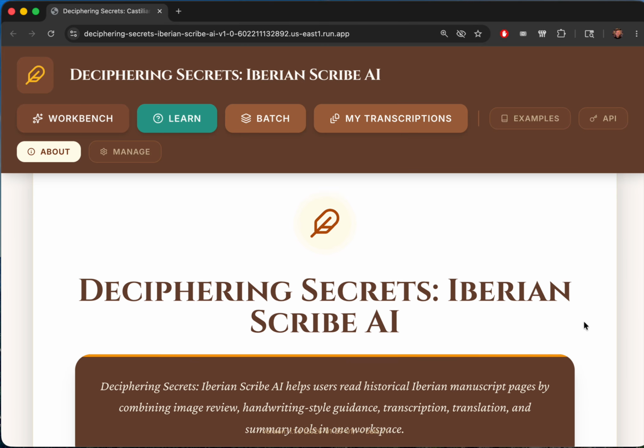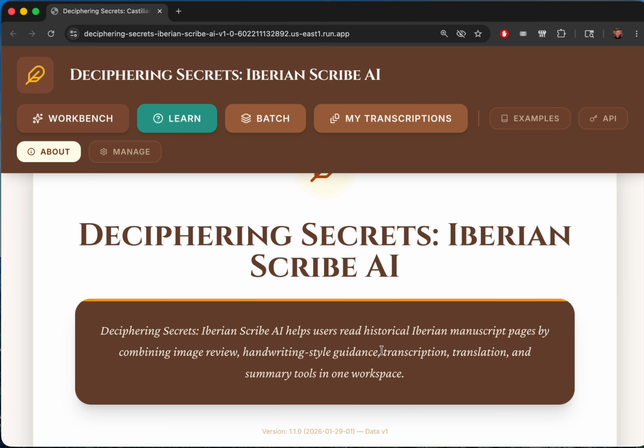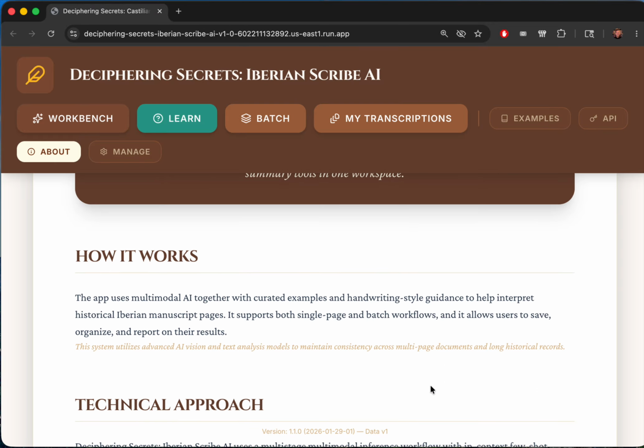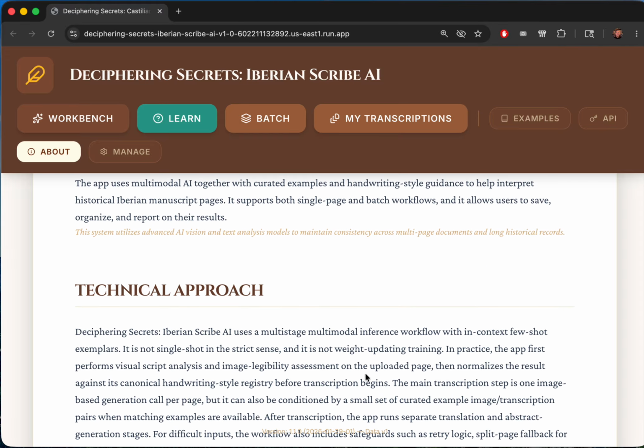So what the Iberian Scribe AI does is it helps you to read these historical Iberian manuscripts page by page. It does image reviewing, hand style guidance, transcription, translation, and it's all in one workplace. In essence, this section tells you about how it works. The most important thing here is to understand the technical approach. So the AI uses a multi-staged inference workflow with in-context few-shot exemplars. So what does that mean?